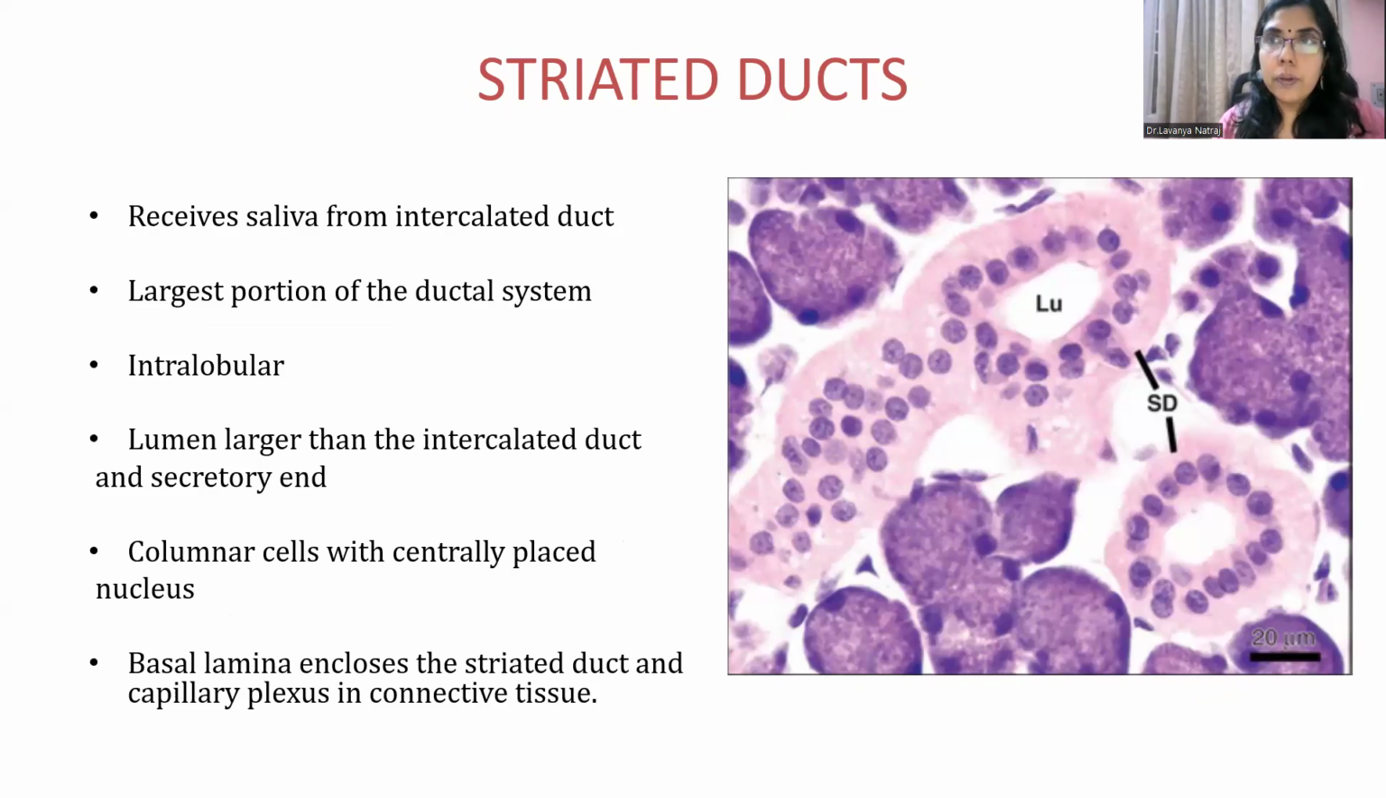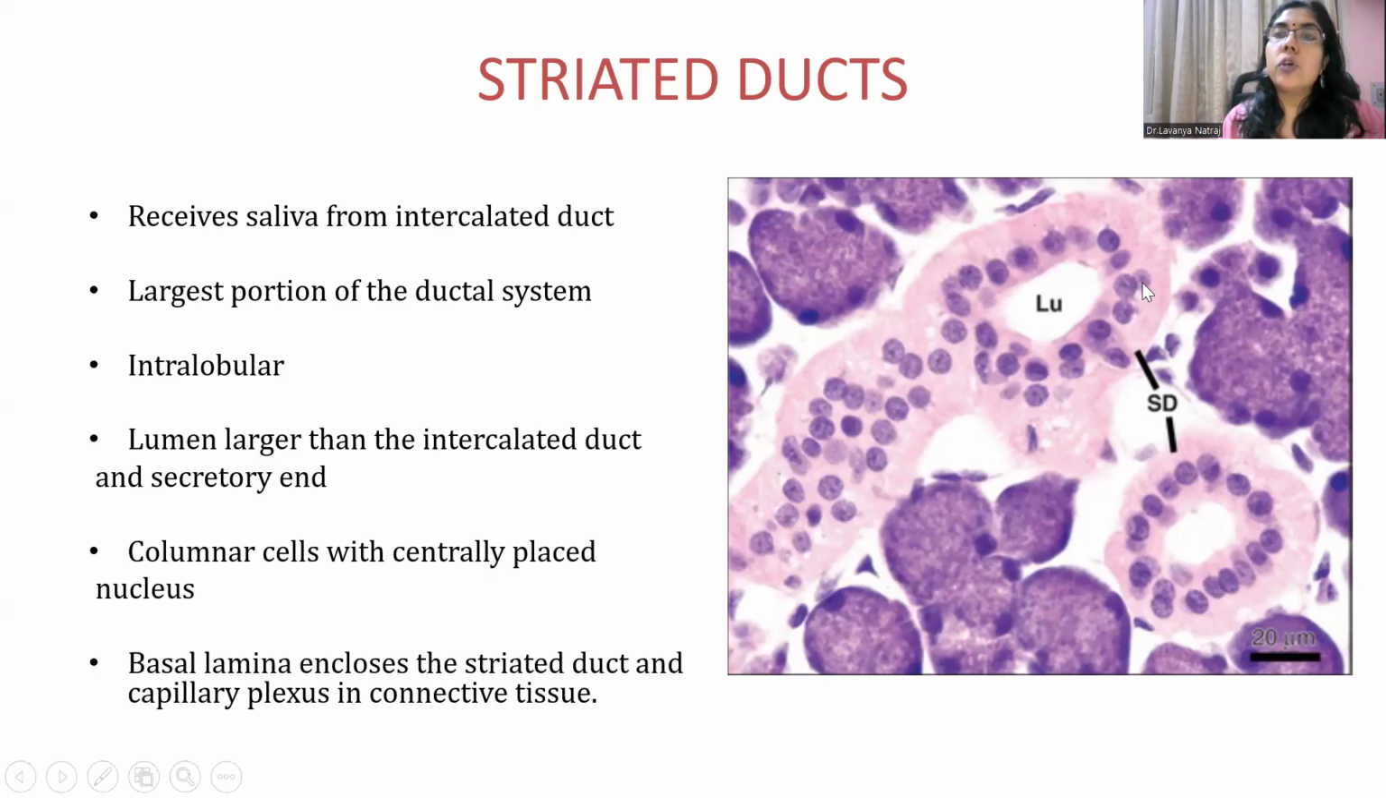They are within the lobules, that is intralobular. The lumen is larger than the intercalated duct and the secretory end. And they are also columnar cells. The intercalated ones are cuboidal in nature. These are tall columnar cells with centrally placed nucleus.